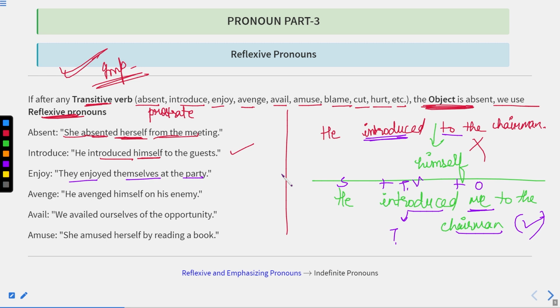Okay, he avenged himself on his enemy. So this sentence is he avenged himself. I cannot say he avenged on his enemy. So, he avenged himself on his enemy.